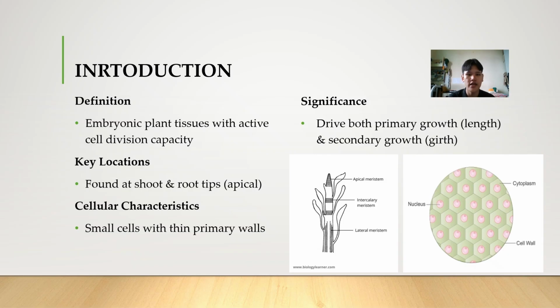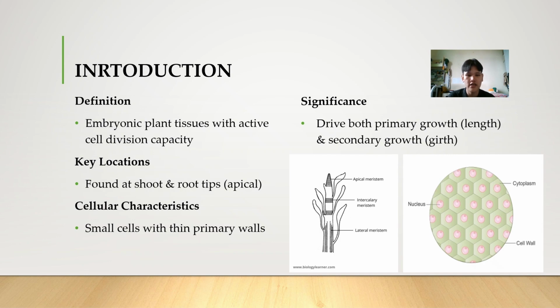So today I will present about the introduction of meristematic tissue. Firstly is definition. Embryonic plant tissue with active cell division capacity. They contain undifferentiated cells that give rise to all plant structure.